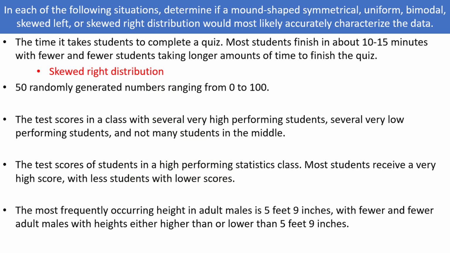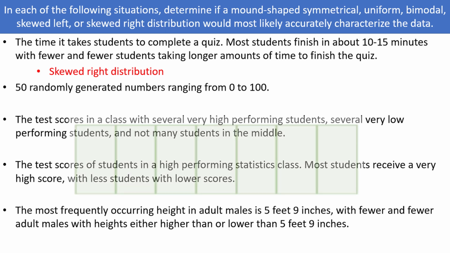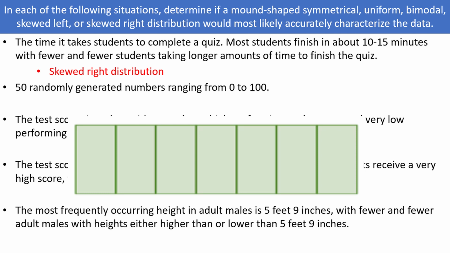Next, we have 50 randomly generated numbers ranging from 0 to 100. Well, since the numbers are randomly generated, we should expect an equal proportion for just about every number. That is the definition of a uniform distribution.